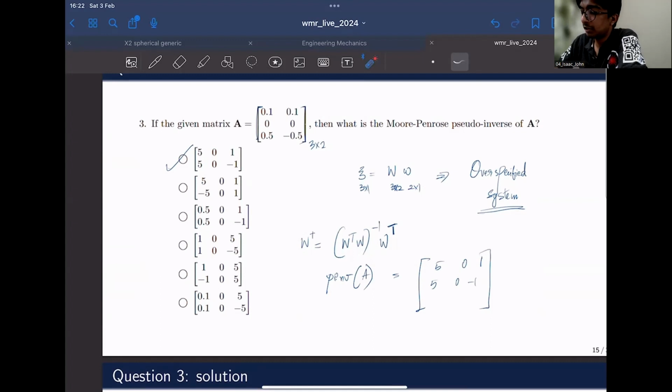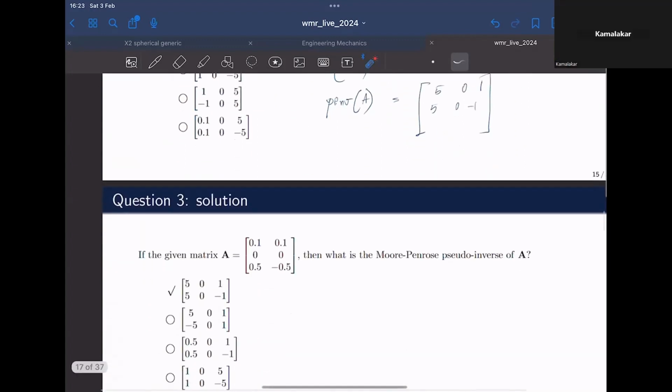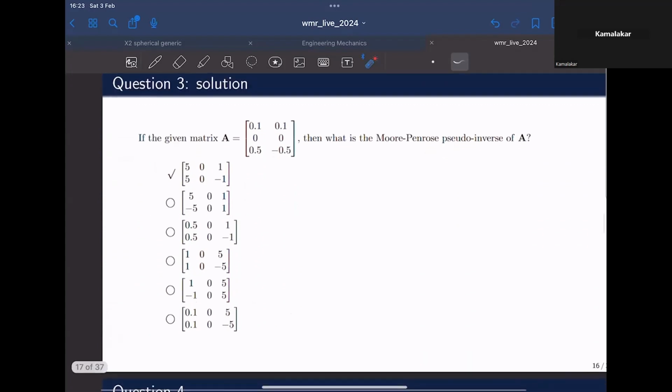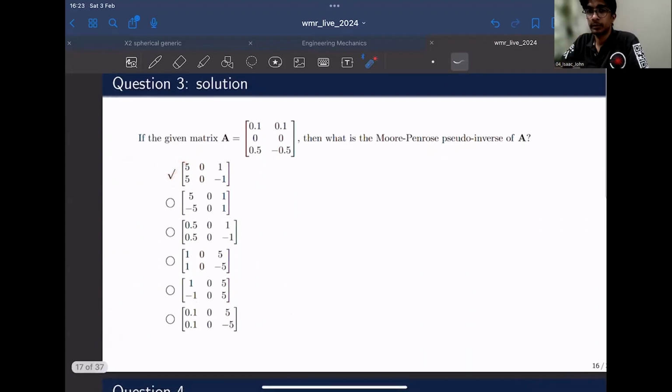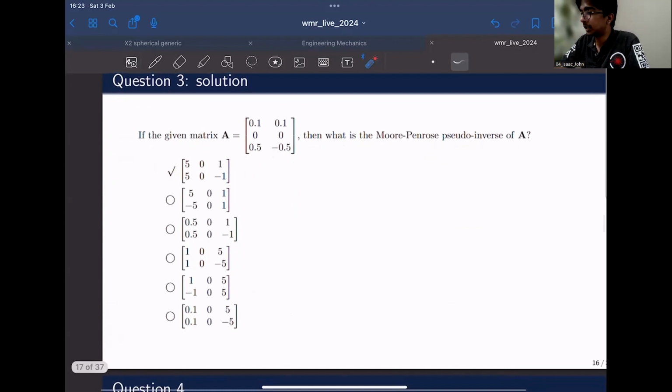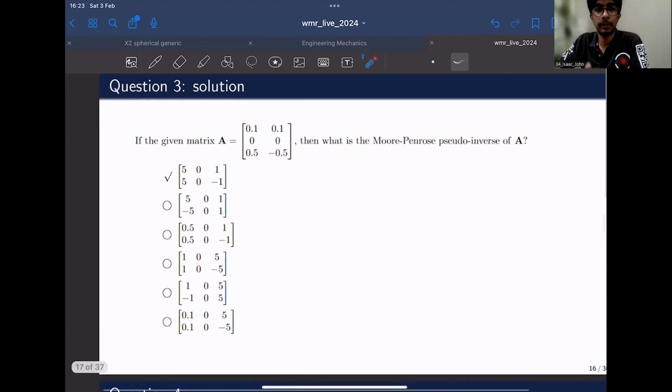So you can check it yourself. If you do this operation, W transpose W, the whole inverse, W transpose, you would get the correct pseudo inverse, that is the left pseudo inverse for the system. So the answer is indeed option A. I hope that is clear. If I need to clarify it any further, I can do that, but you have to let me know.